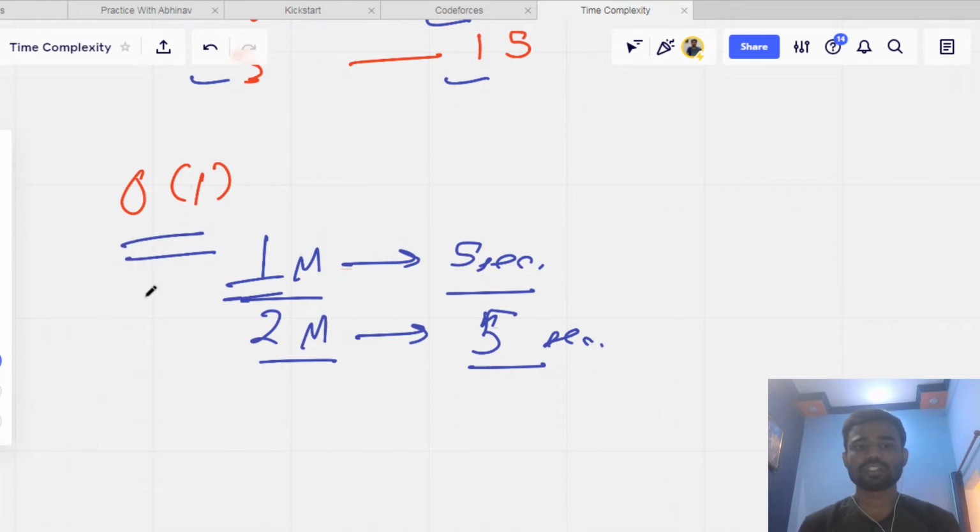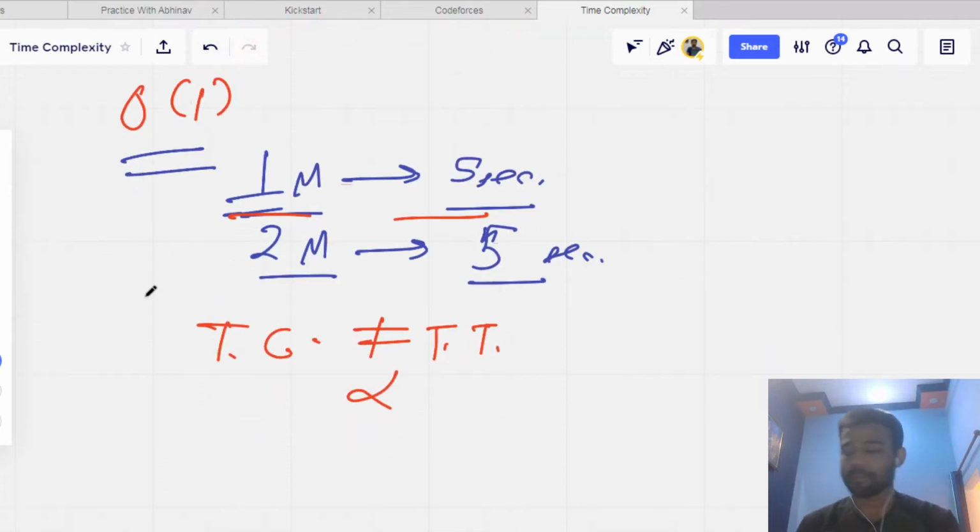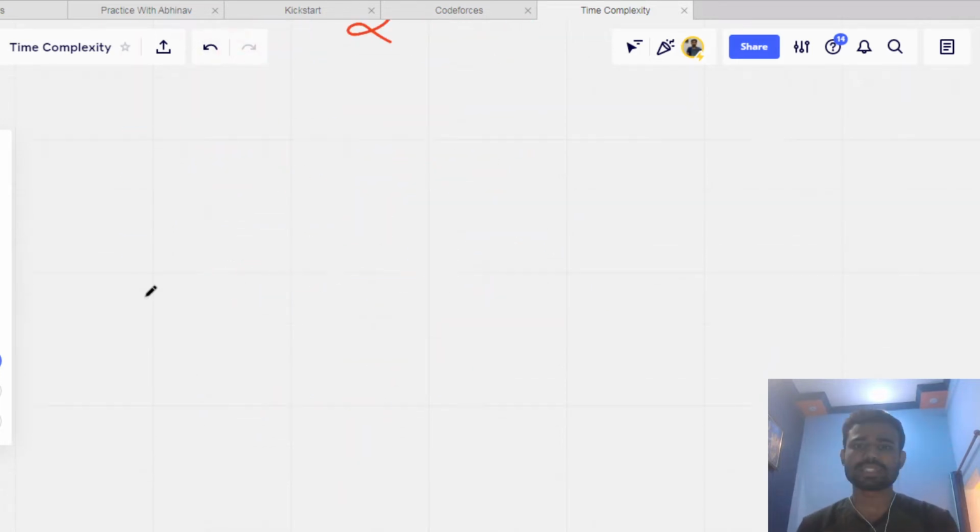Okay, so this is basically the exact logic of what time complexity is. It is not equal to time taken. Time complexity is not equal to time taken. It is just proportional to time taken. Okay, fine. So next topic is we'll discuss the types of time complexity and their examples also.